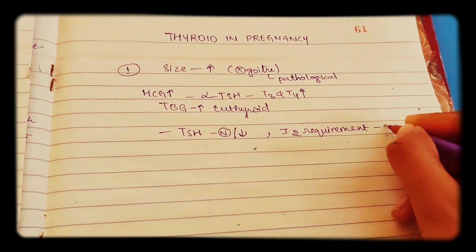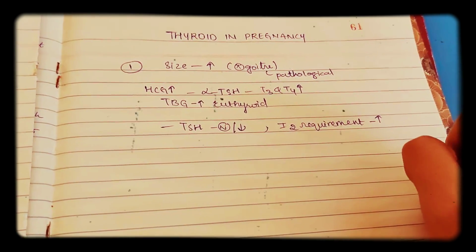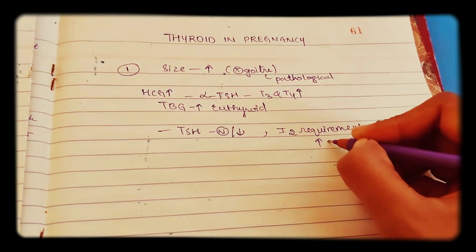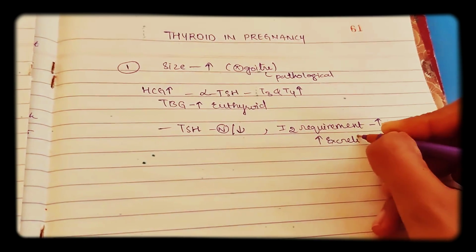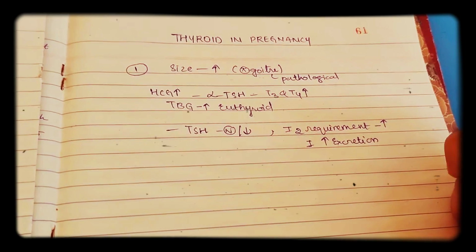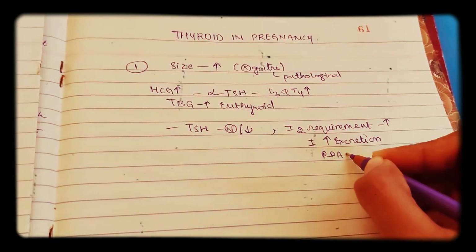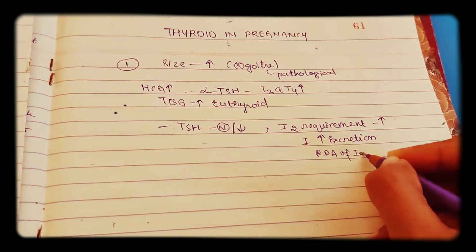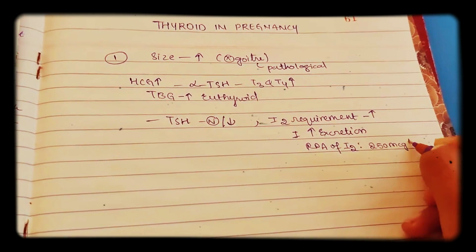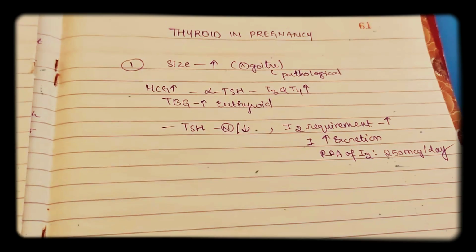Iodine requirement is increased. The reason why there is increased iodine requirement is because there is increased iodine excretion in pregnancy. Whatever iodine you take will be excreted, so that's why we need more iodine in pregnancy. And the RDA, the recommended dose of iodine, is 250 micrograms per day. So for one day we need 250 micrograms of iodine, especially during pregnancy.